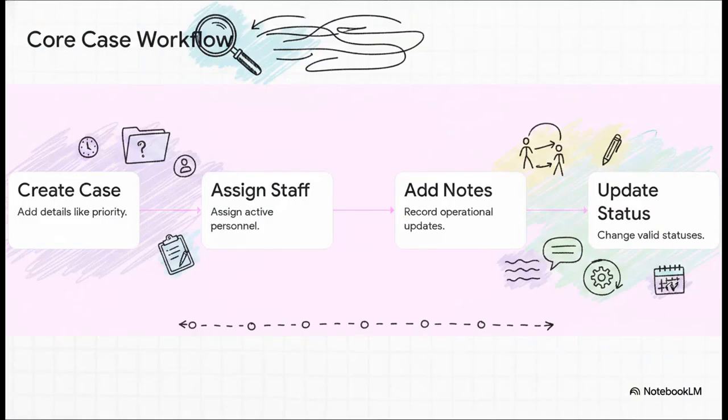Zooming in on that active workflow for a second. First up, you create the case with details like incident type and priority. Next, management assigns the active staff. Then, your authorized team logs their operational updates, and finally, they update the case status. Through all of this, the system is automatically maintaining a highly readable, chronological timeline of every single action taken.